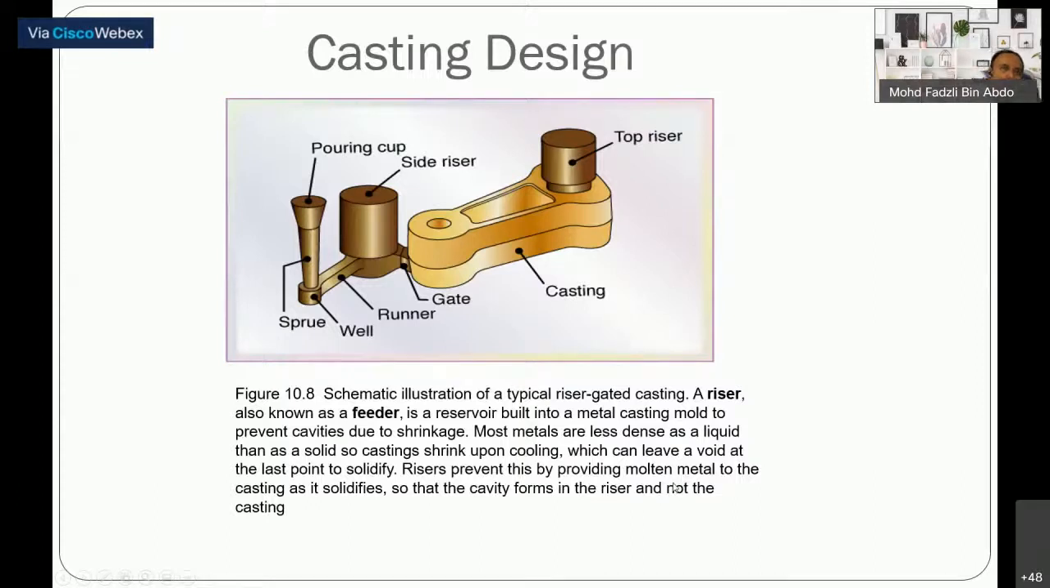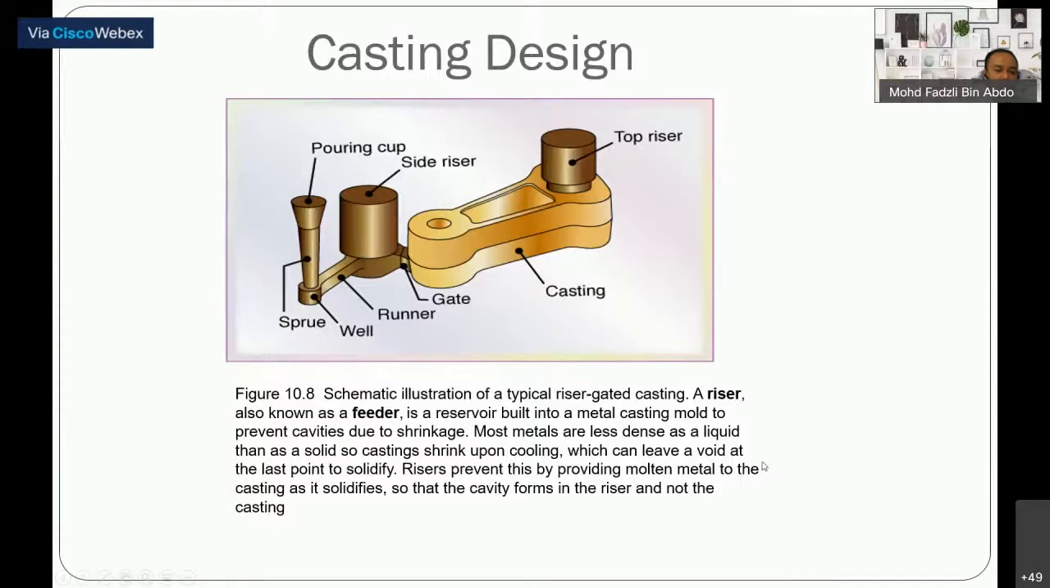Maksudnya nak prevent adanya cavities. Adanya cavities tu, apa kata pour lah, kalau kita punya produk. Sebab bila solidification, kita akan ada shrinkage lah. Okay. And then most metal are less dense as a liquid, so casting shrink upon cooling. Masa nak cooling tu, casting kita tu akan shrink.